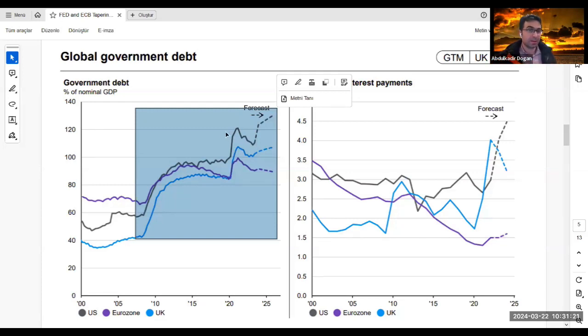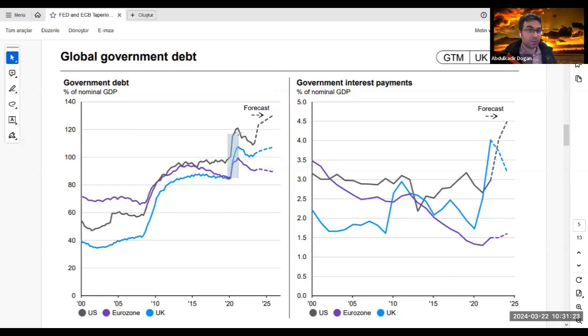For that reason, what happened here, government debt is also increasing because of the COVID period. But after the tapering period, we are here. What is the problem for the United States economy?